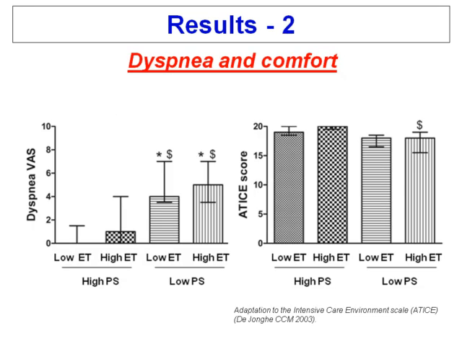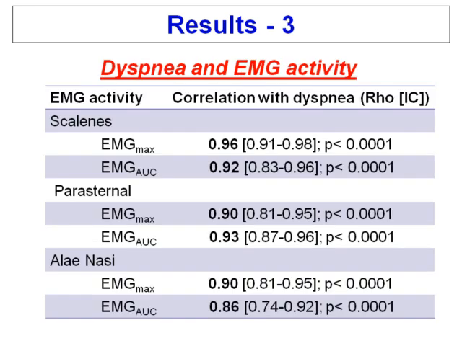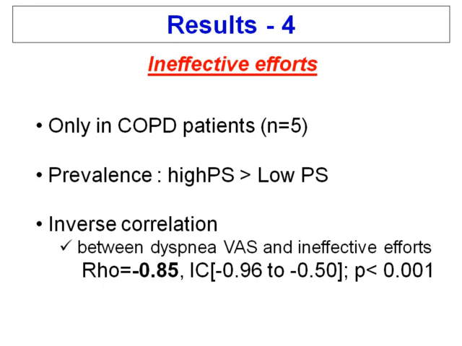pressure support. If we look at dyspnea and comfort, you see that dyspnea is higher in low pressure support than in high pressure support, and it was the same tendency with the ATIS score. The ATIS score decreases, which marks discomfort, with low pressure support also. If we make a correlation between dyspnea and EMG activity, we found a strong correlation between EMG activity of these muscles and dyspnea.